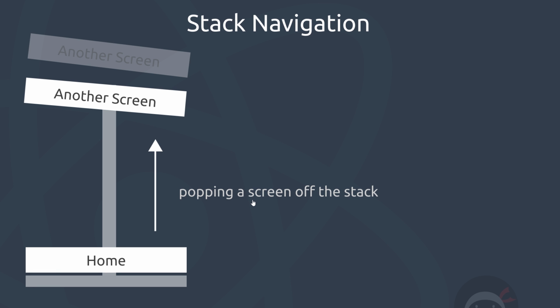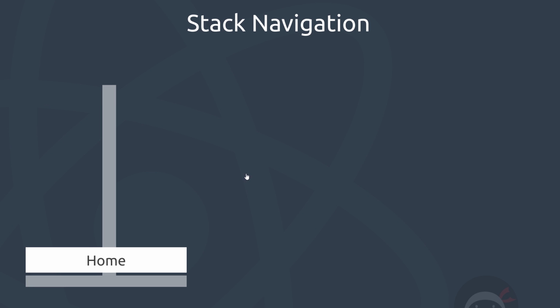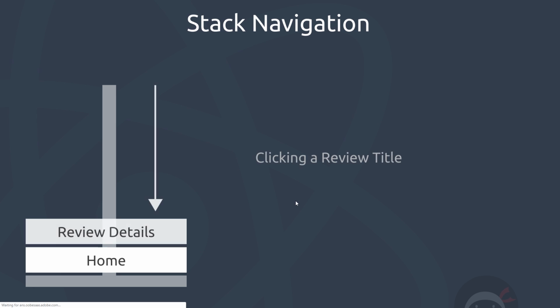Now, in our particular app, we're going to be using this kind of stack navigation to get between the home screen and the review detail screen. So we're going to start with the home screen, right? And that is going to be the first thing we see on the app. Now, we're going to list a load of different review titles on the home screen. And when we click on a review title, what it's going to do is add that review detail screen onto the stack so we can show that review.